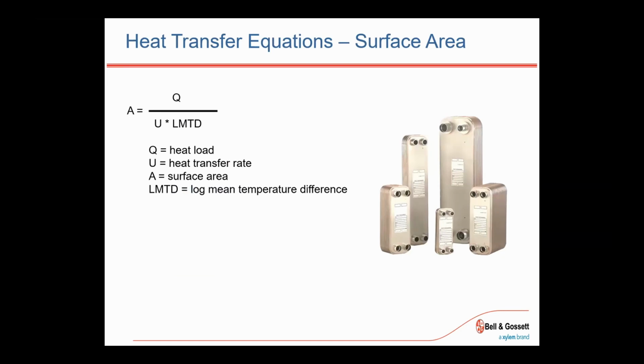So when it comes to heat transfer equations, what we just wanted to show with this one is the surface area relative to the heat load and the heat transfer rate. As we increase our heat transfer rate, the required surface area decreases. And the same for the log mean temperature difference: as we increase our log mean temperature difference, the surface area wouldn't be required as much. It'd be more impactful for that surface area.